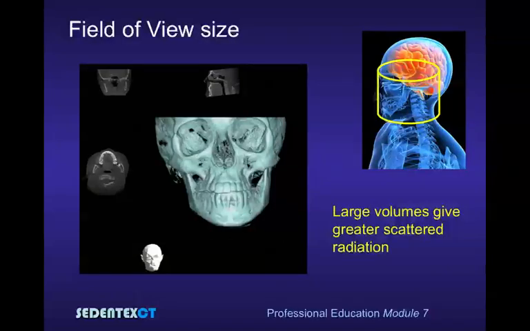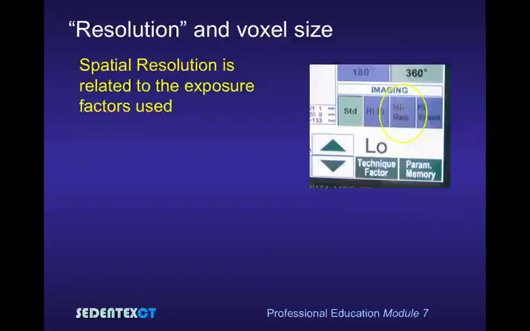An interesting factor relevant to staff dose, which we'll be coming on to later, is that large volumes also give greater scattered radiation. What about resolution and voxel size? Well, spatial resolution is related to the exposure factors used. Some CBCT equipment gives you an option of a high resolution scan, and people may choose to select this on the basis that it can't be wrong to have the highest resolution. It's important to remember that high resolution usually means higher dose to the patients, and you should always ask whether or not we really need this high resolution.